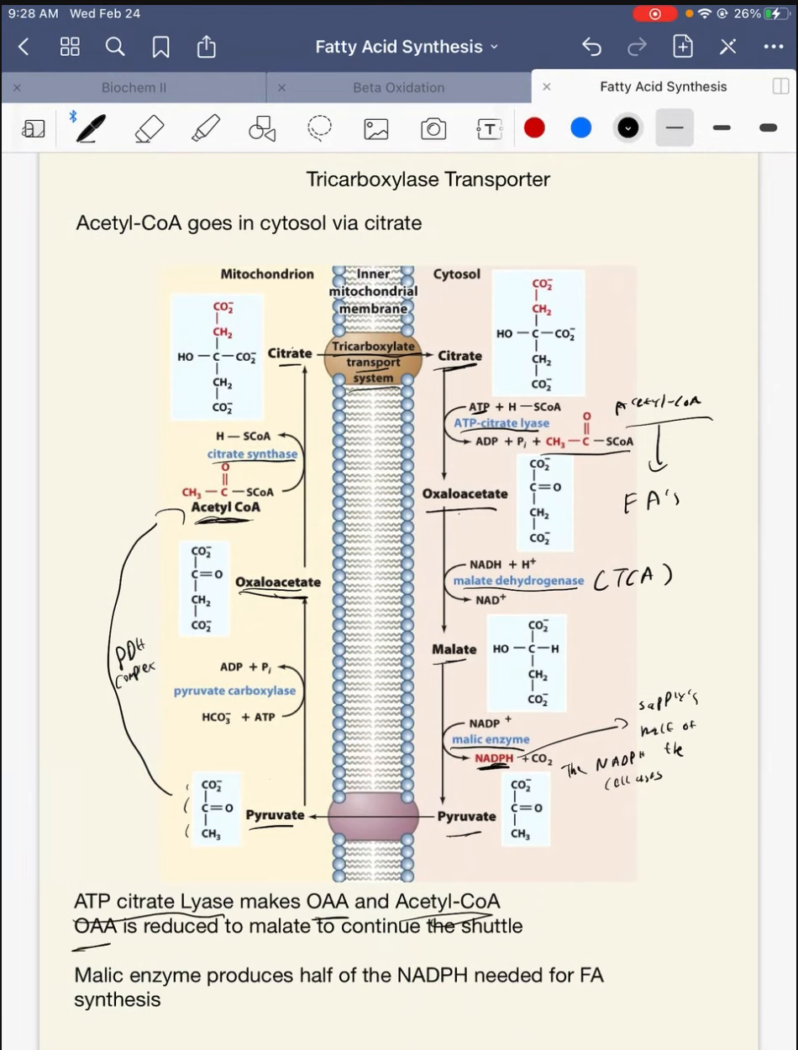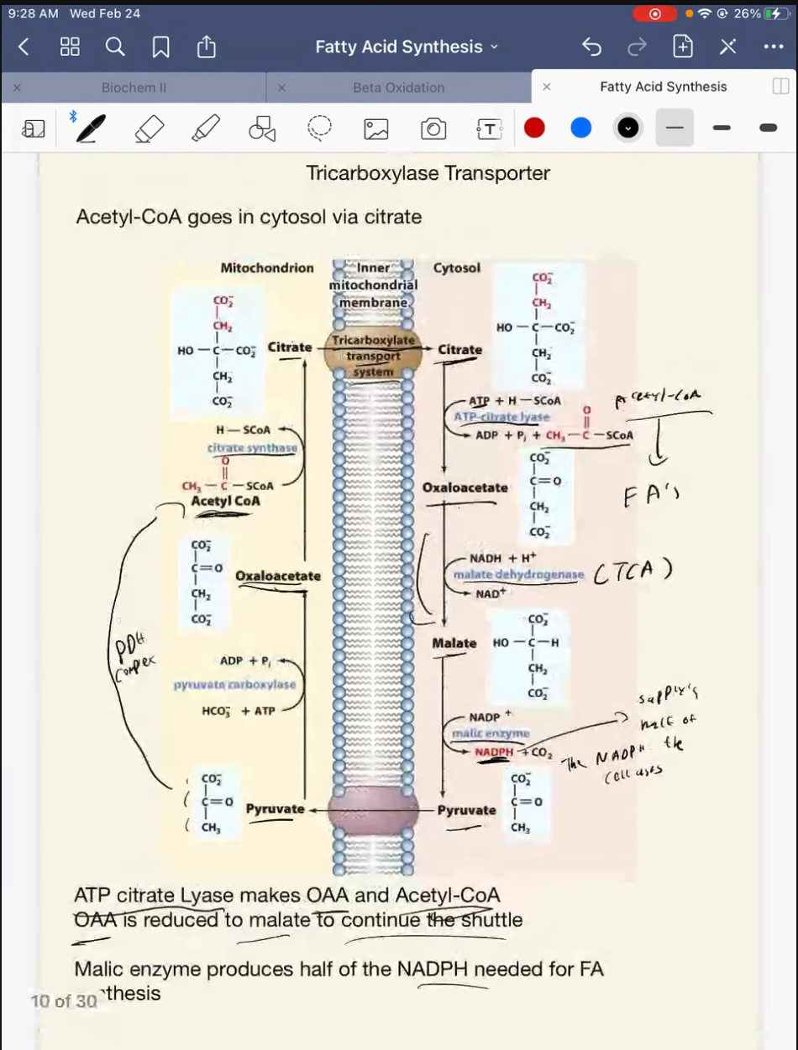Oxaloacetate is reduced to malate to continue the shuttle, so this is the malate dehydrogenase. And then malic enzyme produces half of the NADPH needed for fatty acid synthesis, and in the process we make pyruvate to continue the shuttle to run again.